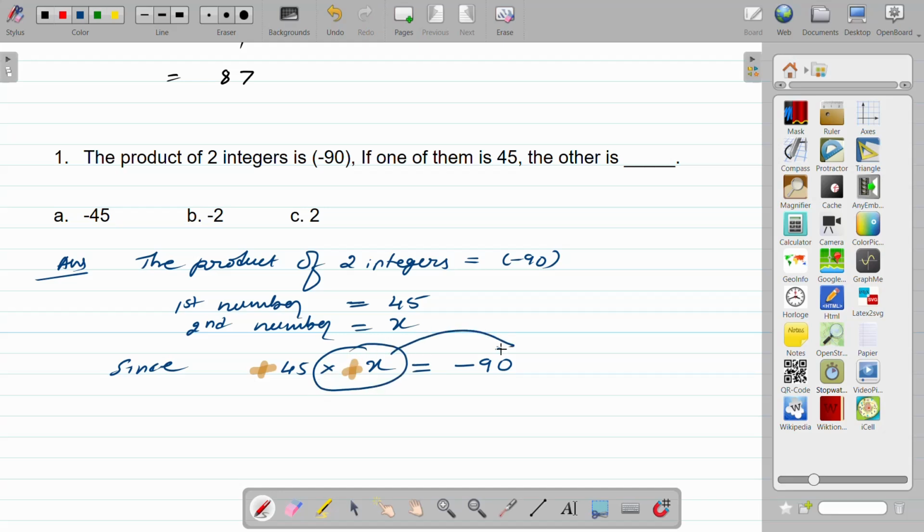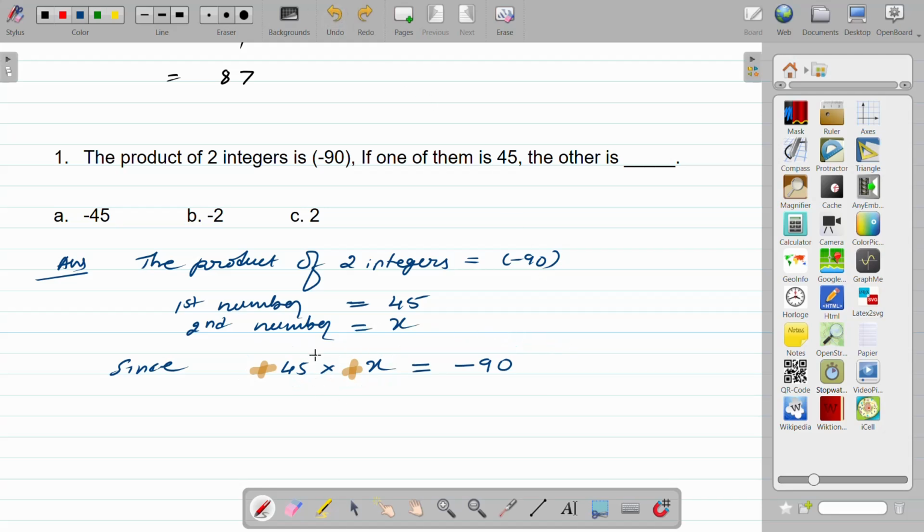Once we transpose the value of positive 45, any term you can transpose. If I transpose this positive x to the other side, it will become 1 by positive x. Or if I transpose this plus 45 to the right, it will also become 1 by plus 45. That's all you do: multiplication will become division.